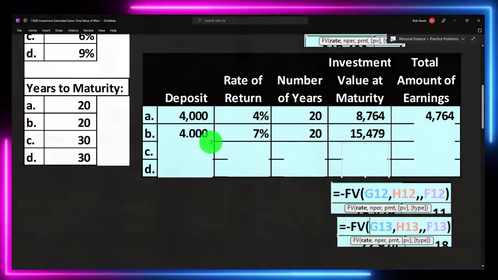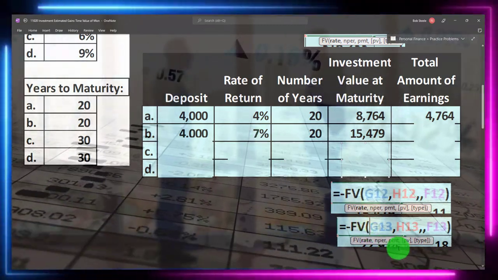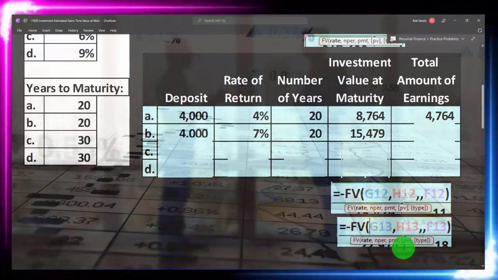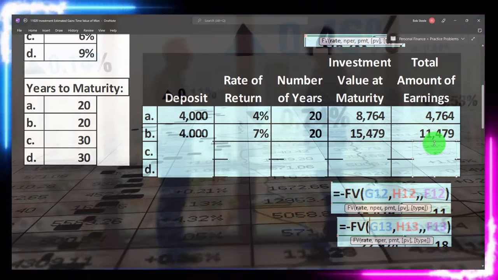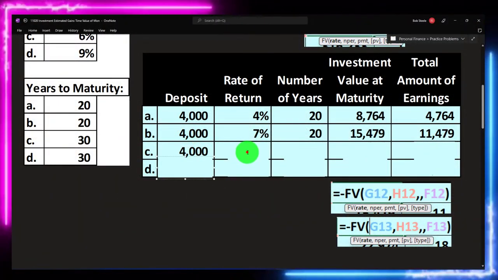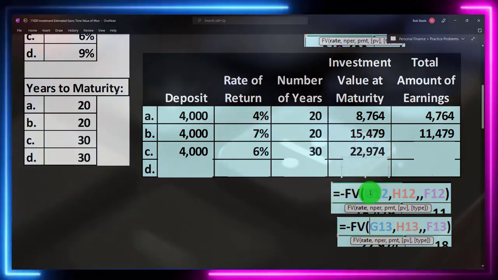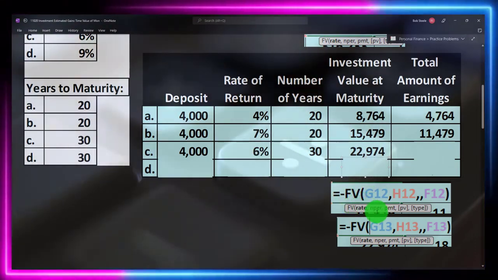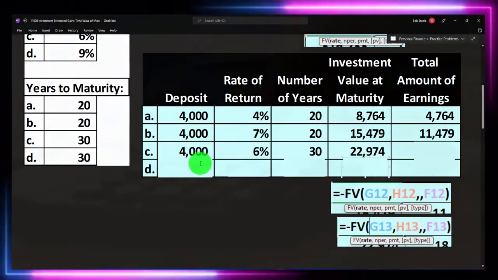If we did the 4,000 at 7% for 20 years, we would get up to 15,479. That would be the rate of 7%, number of periods 20, no payment because it's not an annuity. The present value would be the 4,000. And then the difference, we would have earned 11,479 there. And then we've got the 4,000 at 6% for 30 years. That would get us to 22,974. That would be the rate, 6%, number of periods now 30, no payment. The present value would be 4,000, getting us there.